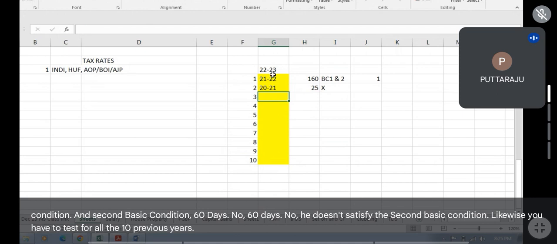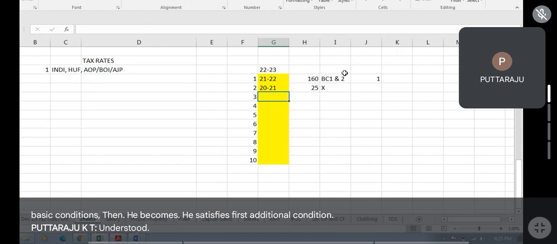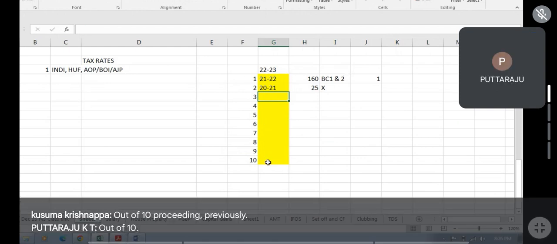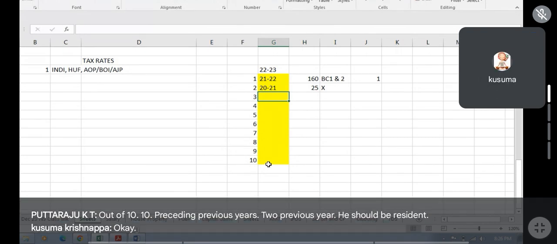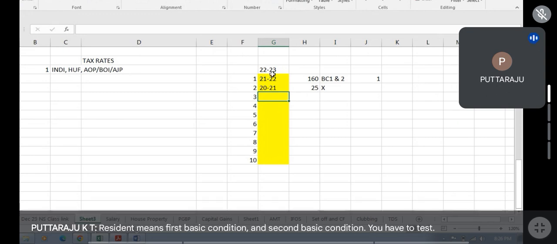If in any 2 of the previous years he satisfies any one or both of the basic conditions, then he satisfies the first additional condition. Understood? So out of the 10 preceding previous years, in 2 previous years he should be resident. Resident means the first basic condition and second basic condition, you have to test for all 10 years.